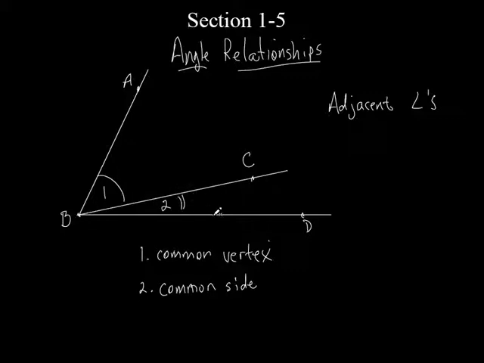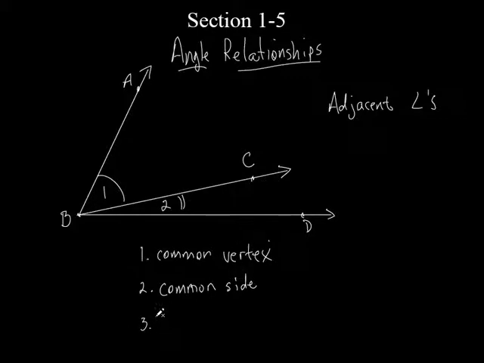So what is the common side? Give me the common side. It's not C. C's not a side. It's ray BC. If you're going to be really specific and detailed about this, remember the sides of an angle are rays, aren't they? So the common side would be ray BC. You can't just say C, because C is a point. It's not a side. It's not a ray. So ray BC would be the common side.